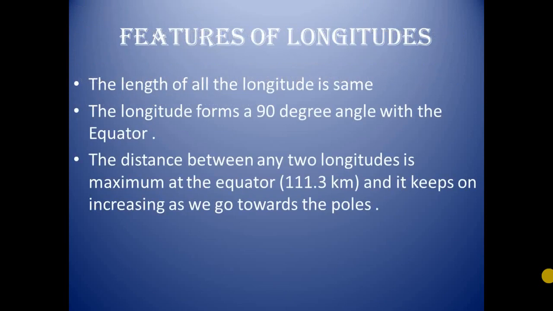Now, features of longitudes. The length of all the longitudes is the same. The longitudes form a 90-degree angle with the equator. The distance between two longitudes is maximum at the equator, 111.3 kilometers, and it keeps on decreasing as we go towards the poles.